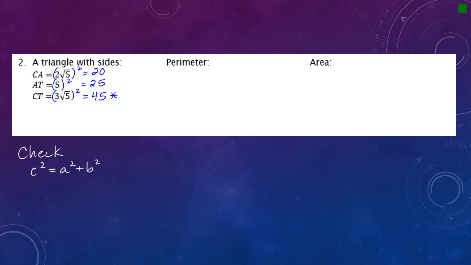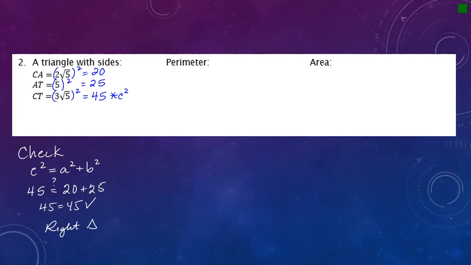That means that's the number I'm going to plug in for c squared. So now I'm going to go back down here. Instead of c squared, I'm putting 45. And I want to know, is 45 equal to 20 plus 25? And it is. So what that means is that this is a right triangle. And that means that we'll be able to calculate the area of this, because we'll use the two legs of the triangle as our base and height.